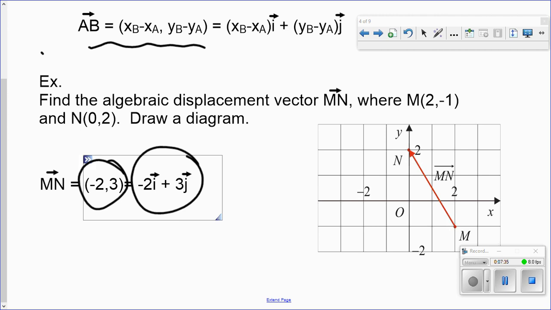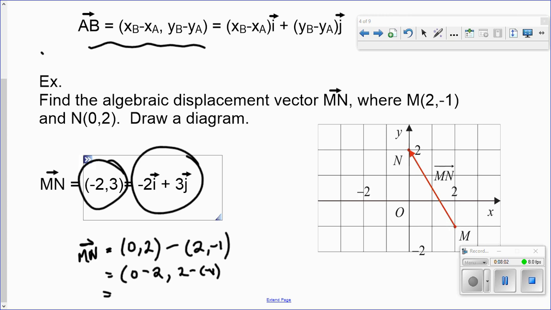So MN, many students like to see the calculation. So read this as I'm starting at M and I'm going to N. So I want to take my point N, 0, 2, and subtract M from it as components. So I subtract the x's, 0 take away 2, and then I subtract the y's, 2 take away negative 1. And that would be negative 2, positive 3. I'm just going to clean that up in case people are really paying attention to this.